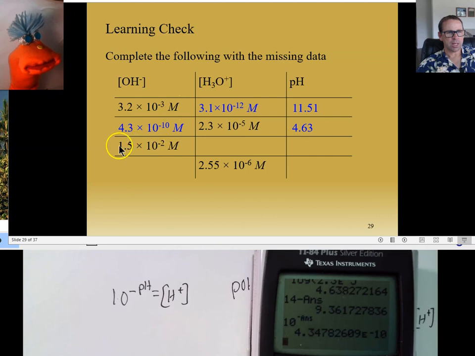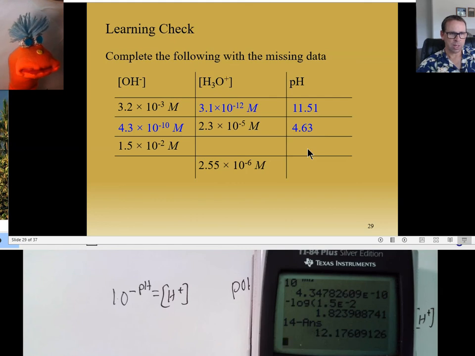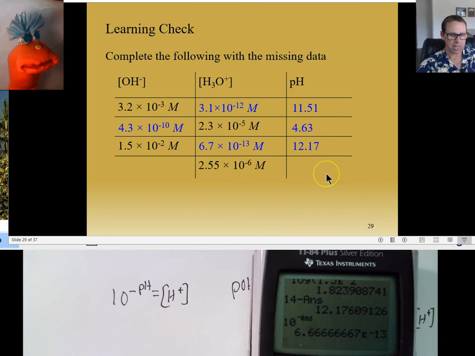Okay, hydroxide ion concentration. How are we going to get the pH? Get the pOH first. So negative log of 1.5 times 10 to the minus 2. There's the pOH. How do I get the pH? 14 minus that value. pOH 12.17. How do I get the hydrogen ion concentration? 10 to the minus that, 12.1. All right, very good. Last one.